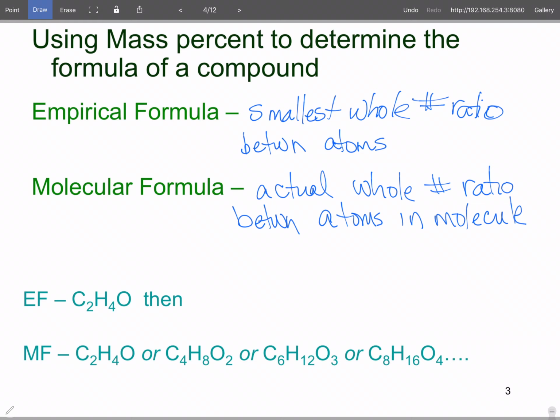Empirical formulas are the smallest ratio, and that is also what you have with salts, just empirical formulas. So basically, a molecular formula is an empirical formula multiple. So if that's your empirical formula where you have 2 carbons to 4 hydrogens to 1 oxygen, then if you multiply it by 1, you get this species. 2, 3, 4, ongoing, repeating.